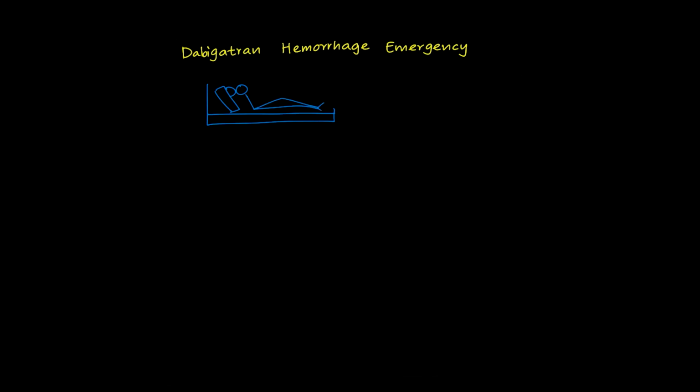A client on dabigatran shows up to the ED hemorrhaging. The treatment team is scrambling. What's the most critical piece of information the nurse can give them? That idarucizumab is the specific antidote for dabigatran. In a hemorrhagic emergency, knowing the exact reversal agent saves time and saves lives. The team can immediately request it from pharmacy instead of guessing or trying strategies that won't work.